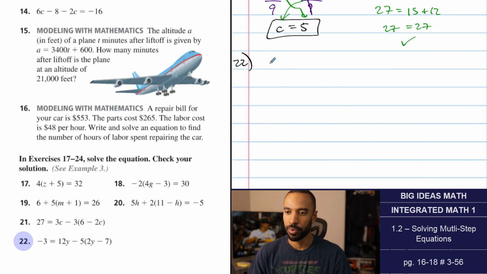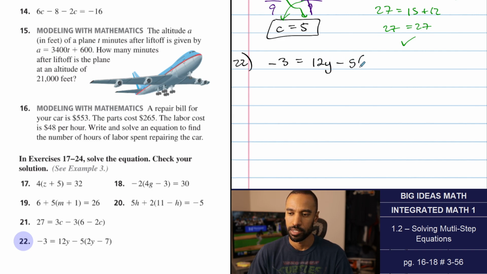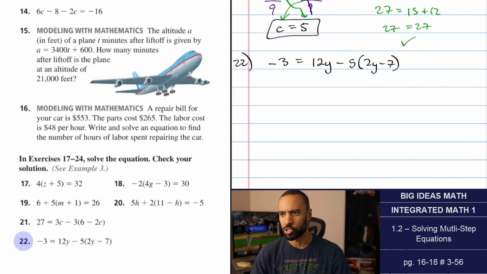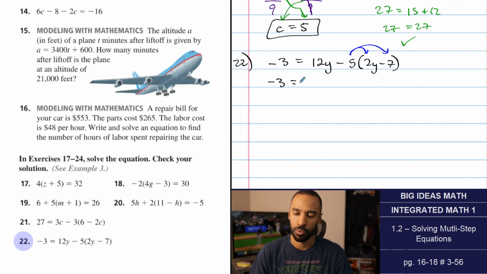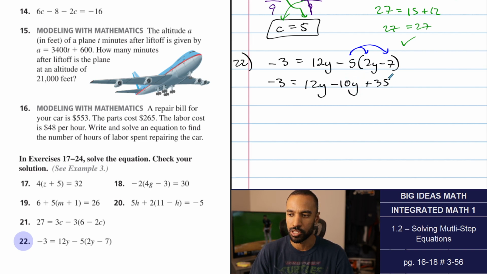We have negative 3 equals 12y minus 5 times 2y minus 7. Now again, these numbers don't divide by 5, so we're straight distribution again, guys. There's really no change from this problem and the previous problem we just did. So let's get on through it. 12y, negative 5 times 2y is negative 10y. Negative 5 times negative 7 is positive 35. And I can combine like terms here with the 12y minus 10y to get 2y.